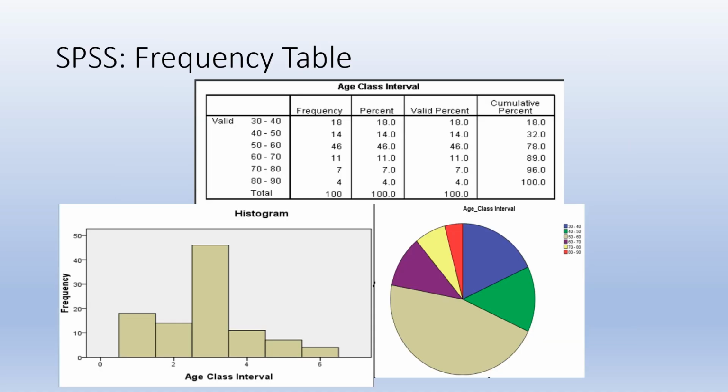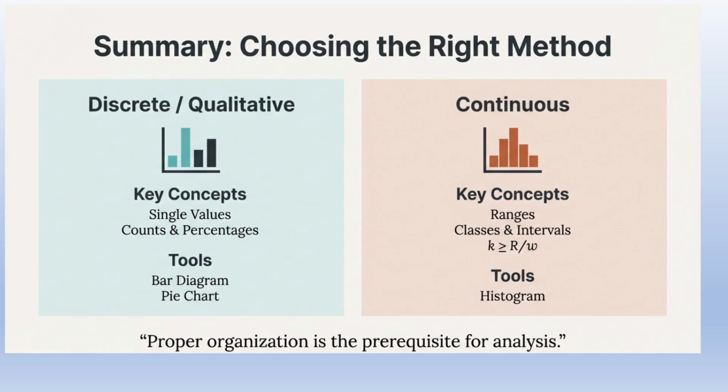This slide shows the frequency table, histogram, and pie chart of the age variable. In today's lecture, we learned how to organize and display data using frequency tables, relative and cumulative frequencies, and graphical methods. These concepts are fundamental for understanding research papers and performing your own data analysis in nursing research. In the next lecture, we will move towards measures of central tendency.